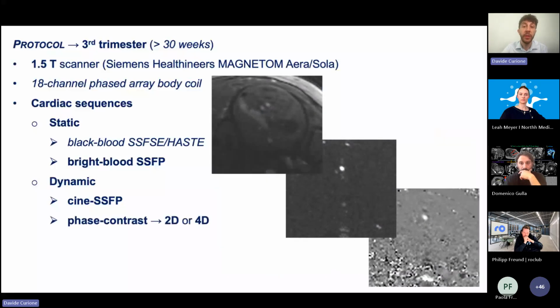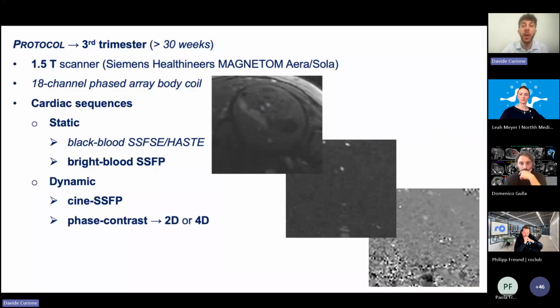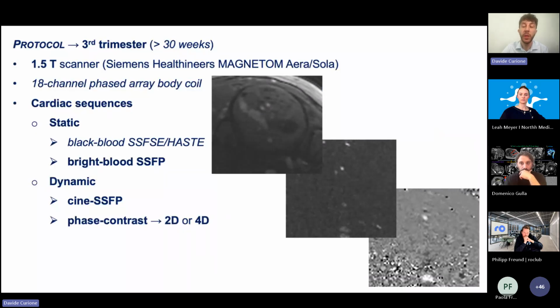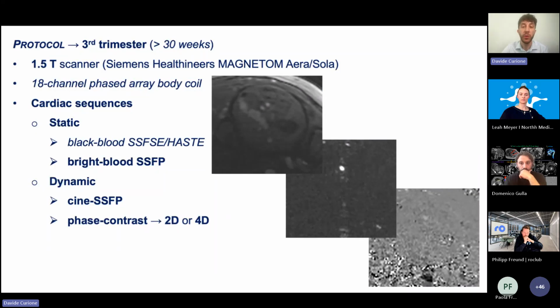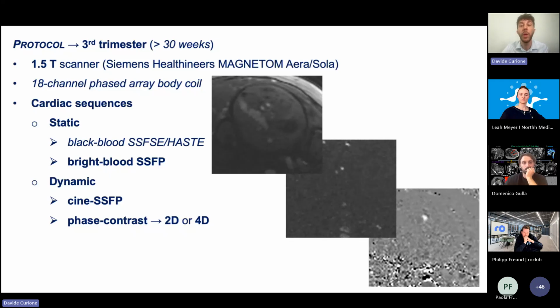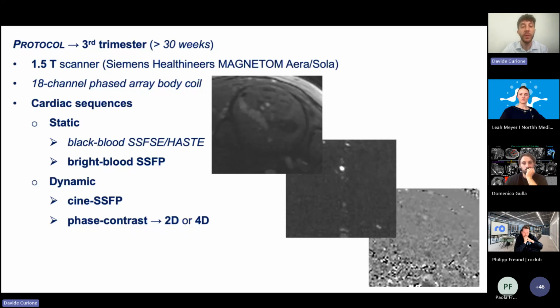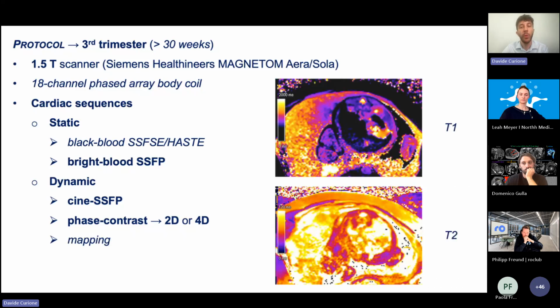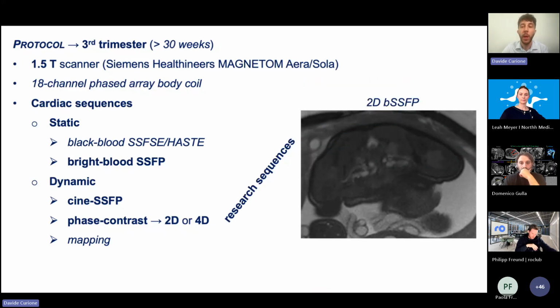We try to routinely acquire flow measurements. Initially, we only did 2D phase contrast sequences, as shown in this example, but we've recently also introduced 4D flow, and we'll see some examples of this as well. We've also dabbled with mapping sequences, mainly for research purposes to calculate oxygen saturation using oximetry, but these are not currently part of our standard protocol.